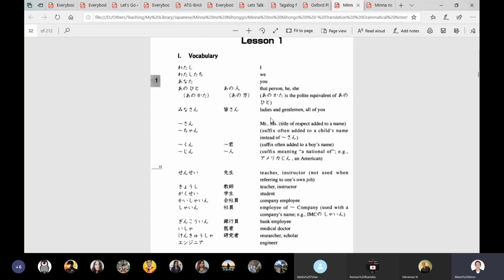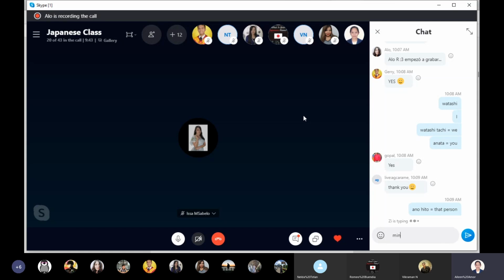Minasan means everyone or ladies and gentlemen. So this is usually used when you are referring to people, let's say during a speech. So minasan konnichiwa. Okay, minasan means everyone.